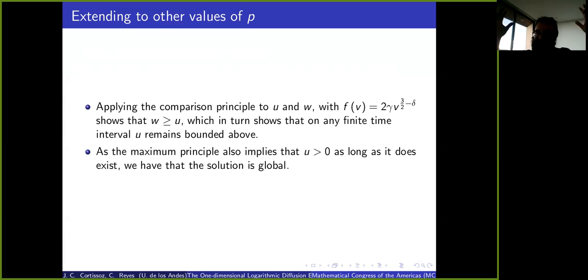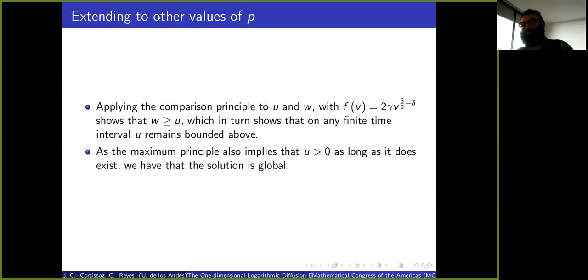The solution is global. So from the first theorem, which was specifically for 3/2, I could extend it to other exponents by comparison. But in principle, I wouldn't have the geometric arguments to prove a blow up rate. So we have to use some other analytic arguments. Okay, but that's not to worry here.